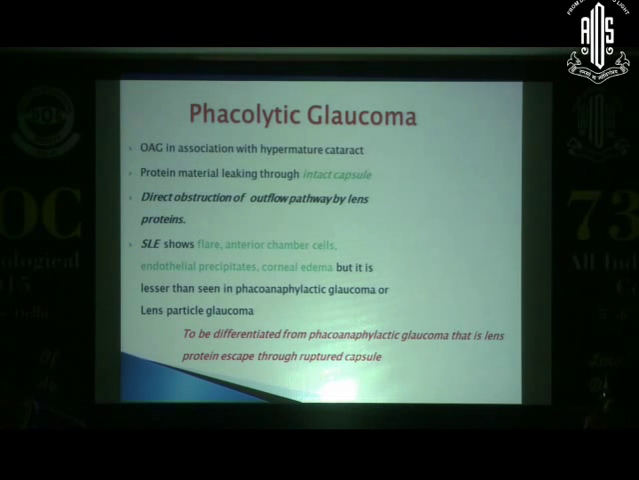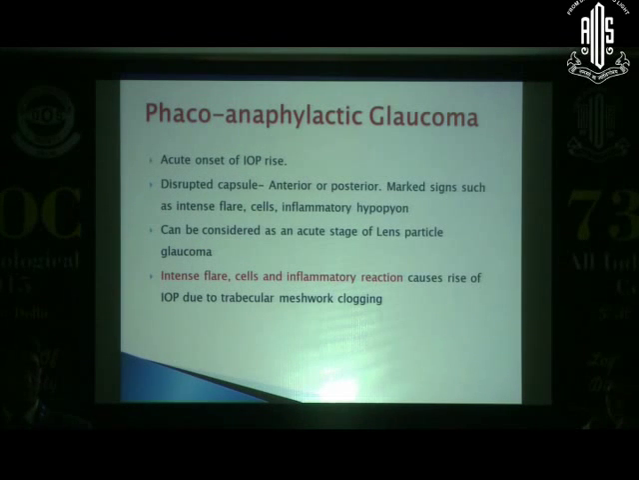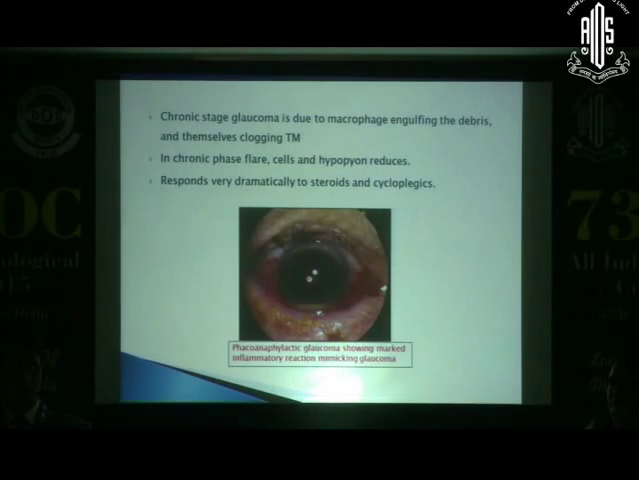As far as the phacolytic is concerned, again, it is an open angle variety. The capsule is intact in these cases. And it is the outflow pathways, the proteins are leaking through the intact capsule, and it could be early when it could be just directly blocking the thing, or it could be late when actually the macrophages engulf it and create a problem. Again, phacoanaphylactic is where the capsule is actually broken. And in these cases, again, there is intense flare, inflammatory reaction, and the trabecular meshwork is clogged. You can even see a hypopyon.